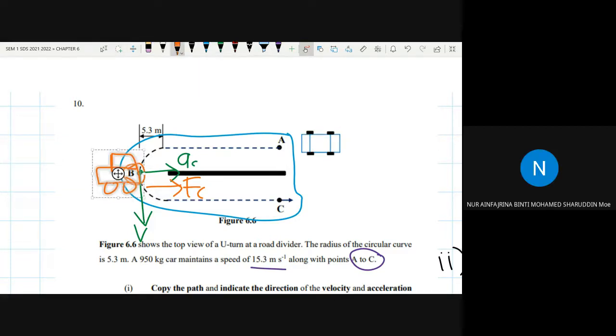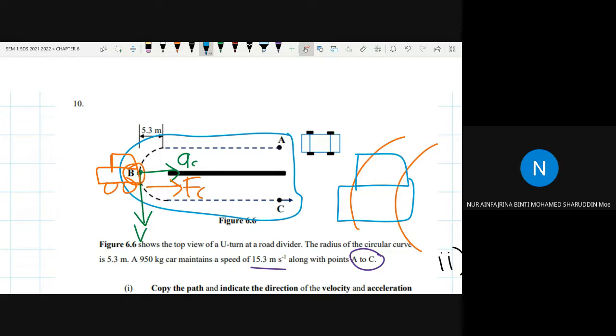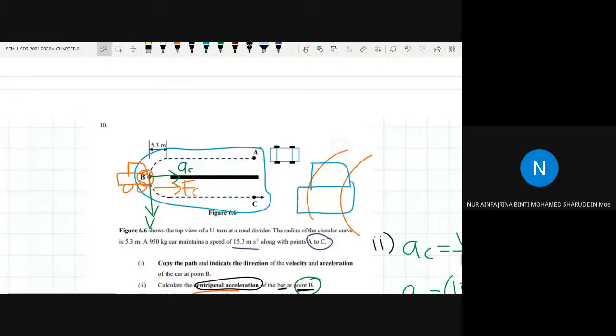Sebab apa? Sebab you imagine this case. Ini kereta you. Remember, direction of centripetal acceleration and centripetal force always ke mana? Towards the center of the circular path tu. So tak kisah dari A ke B atau C ke B, dia memang akan sentiasa ke kanan. Yes, as in sebab apa?